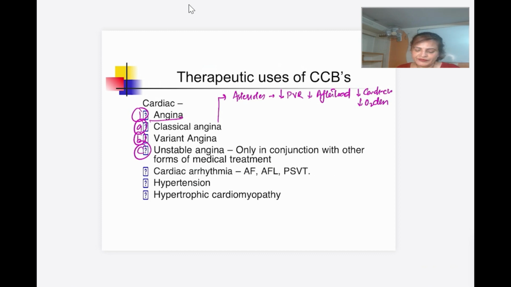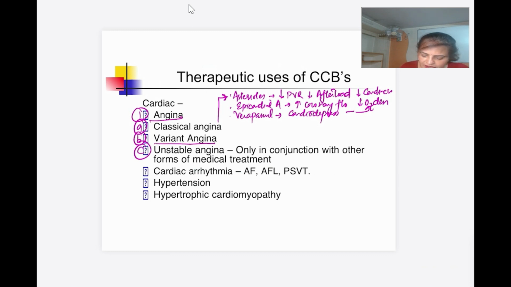Okay? So it also causes increased flow of the epicardial artery, so increased coronary flow. Then if we are using verapamil, all the three calcium channel blockers, I already told that we can use for the angina. Verapamil has a cardio depressant action. So that is also going to decrease the cardiac work. So this is about the classical angina.